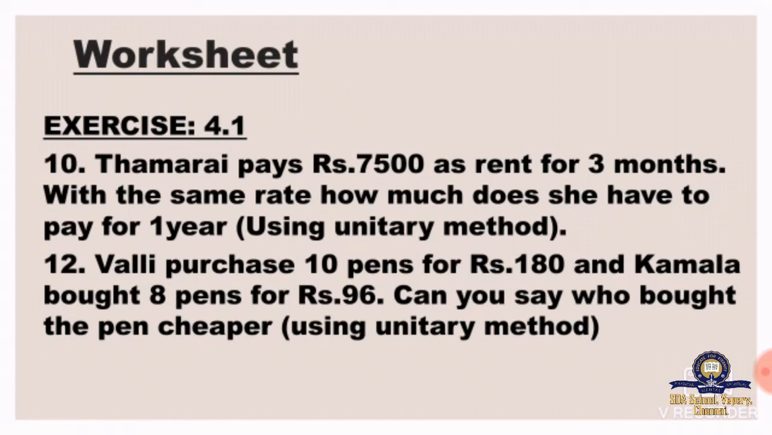The next problem is: Wally purchased 10 pens for rupees 180 and Kamala bought 8 pens for rupees 96. Can you say who bought a pen cheaper? This is also solved by using the unitary method. So here Wally purchased 10 pens for rupees 180. So you need to find 1 pen for how many rupees. Then Kamala bought 8 pens for rupees 96. Here you need to find the rate of 1 pen that Kamala bought. So when you calculate this, you can compare who bought the pen cheaper.